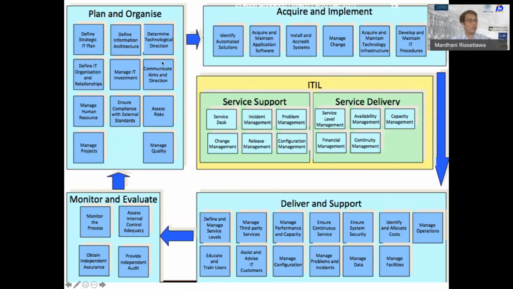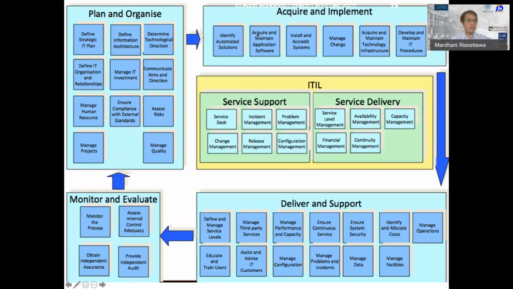And then they need to have the information architecture, the technological direction, and the IT organization and relationships. They have the management of the IT investment, communicating aims and direction, the standard for doing the communication, and directing the IT operation. They also have the human resource plan, compliance with external standards, the risk assessment procedure, project management, and quality management. So that is the plan and organize focus.